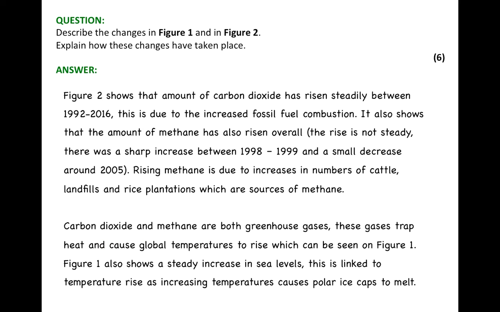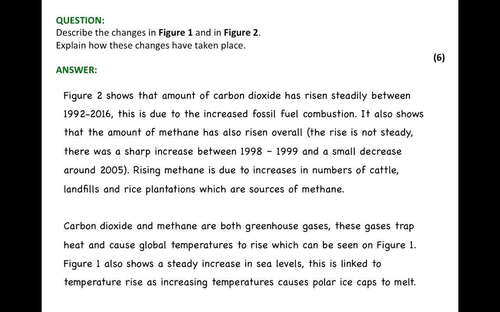Okay, so here is my answer. I've said that figure 2 shows that the amount of carbon dioxide has risen steadily between 1992 and 2016. This is due to the increased fossil fuel combustion. It also shows that the amount of methane has also risen overall. The rise is not steady. There was a sharp increase between 1998 and 1999 and a small decrease around 2005. Rising methane is due to increases in number of cattle, landfills and rice plantations, which are sources of methane.